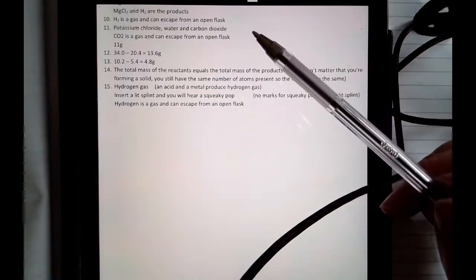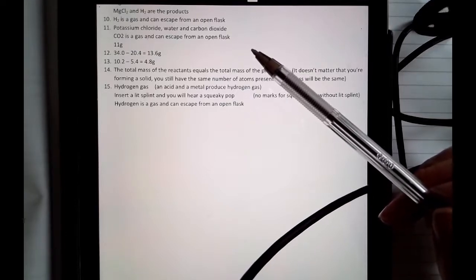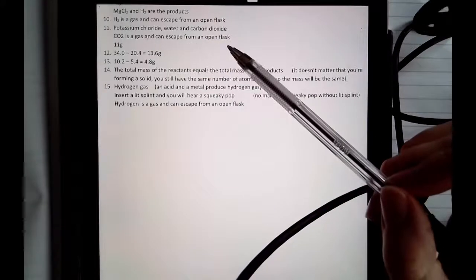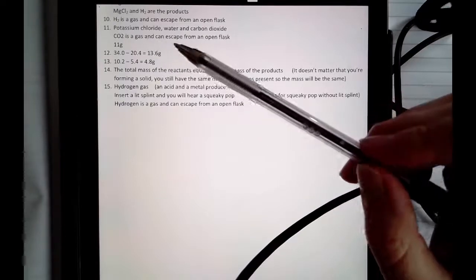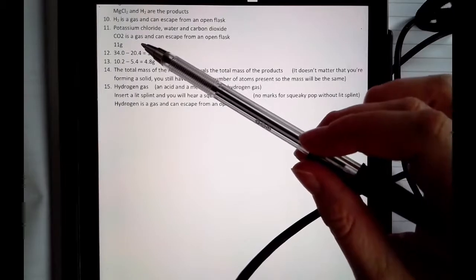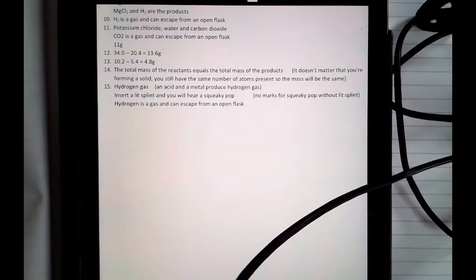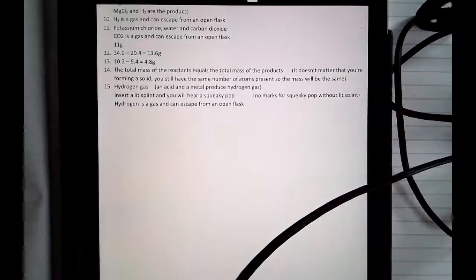In question 11, you were first asked to name the product, so you had to be able to read the symbols. Water and carbon dioxide should have been fine, and then KCl was potassium chloride. Again, why is there a loss of mass? Carbon dioxide is the gas in this case, and it escapes from an open flask. And you were told the mass of the reactants and then the mass of the products, and you should have been able to see that 11 grams of carbon dioxide was escaping.